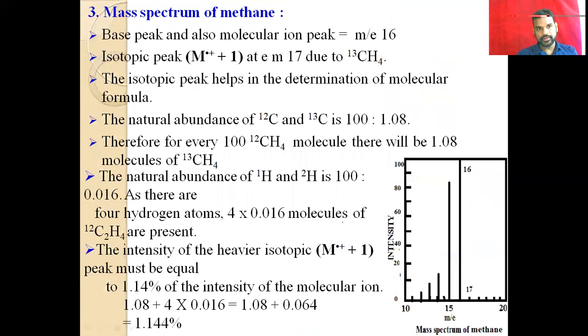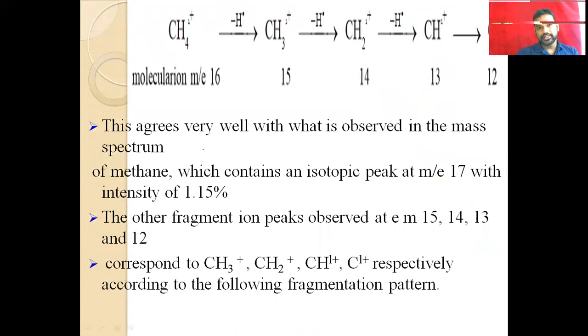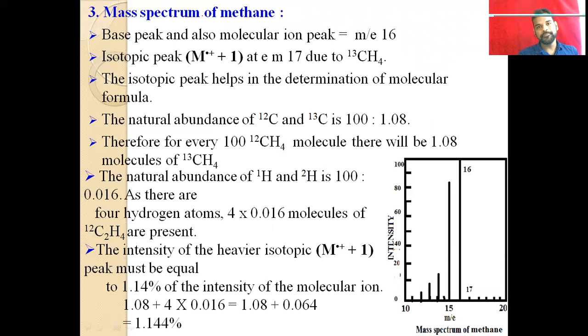And then the mass spectrum of methane. This is also very simple, and in the exam this is a very important question. Here also the base peak and molecular ion peak are the same. The base peak and molecular ion peak is 16. And then the isotopic peak: here also we have an isotopic peak, M plus 1 at 17.